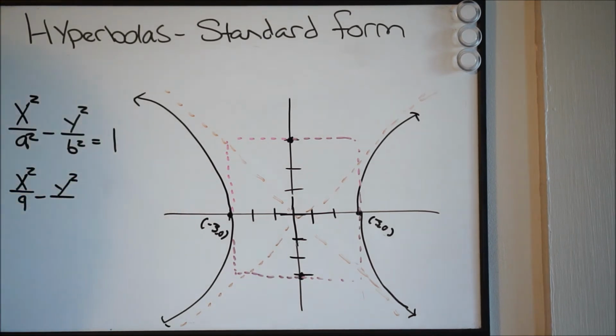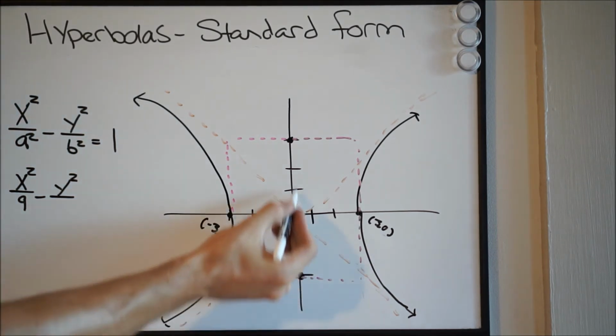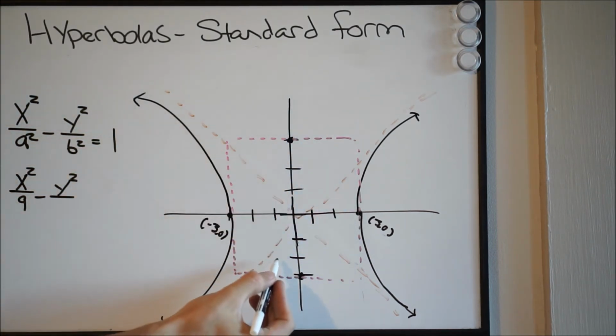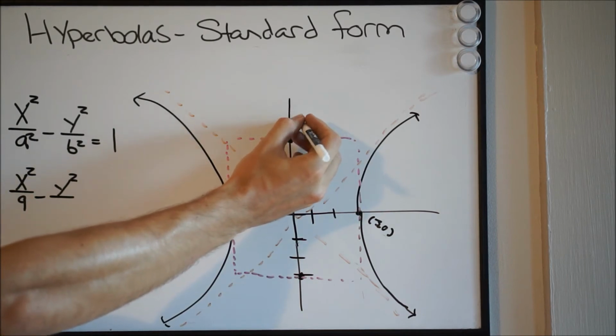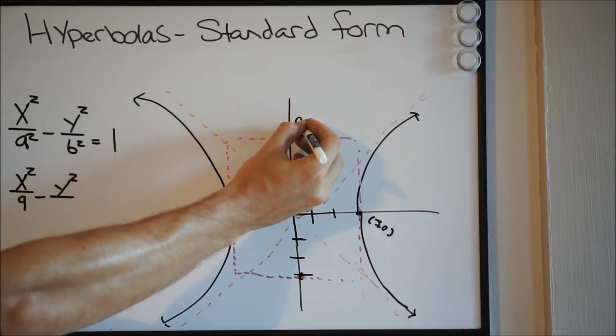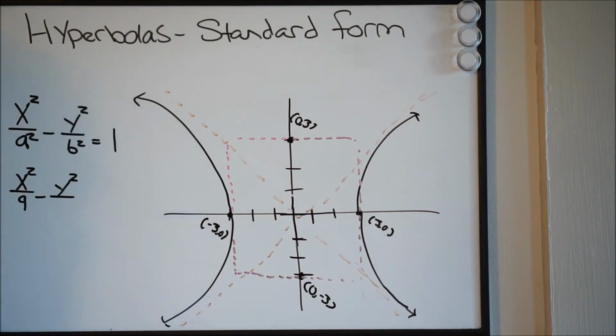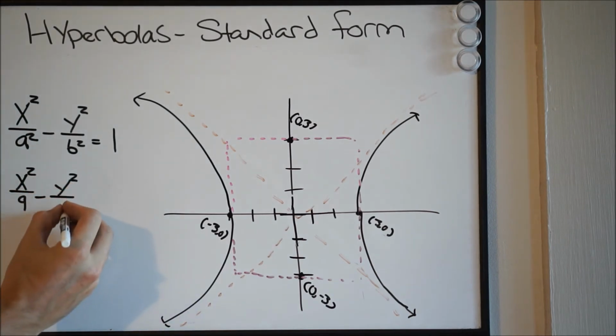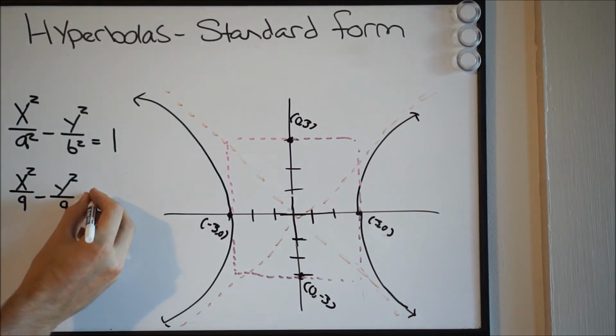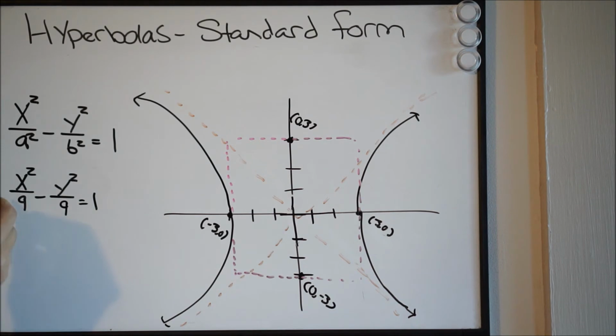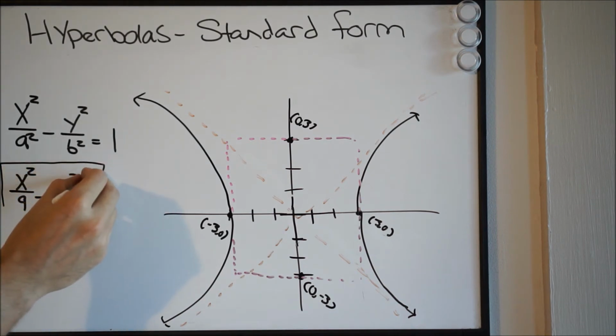Now let's find our b value. That's going to be your co-vertices occurring on the conjugate axis. Here's our conjugate axis on the y. So right here is going to be 0, 3, and this will be 0, negative 3. Again, you can pick either of the two, because you're squaring it, you're going to get the same result. 3 or negative 3 squared is going to be 9, so this will also be 9, equal to 1. This right here is your equation of this horizontal hyperbola.